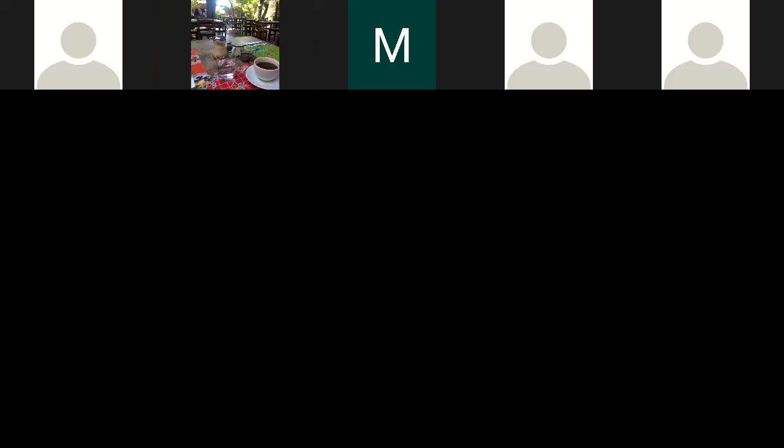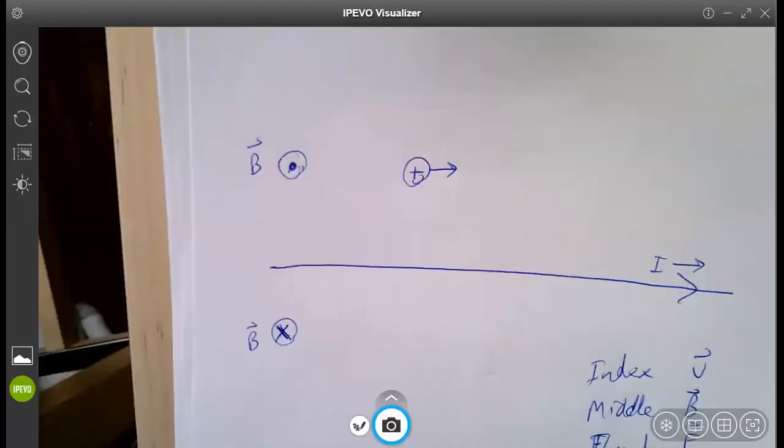The thumb would be Z, or it depends on how you define your axis. Not sure how to answer that question. Maybe this will help clarify it.